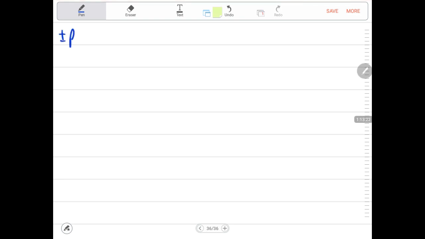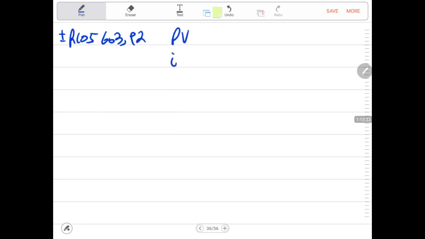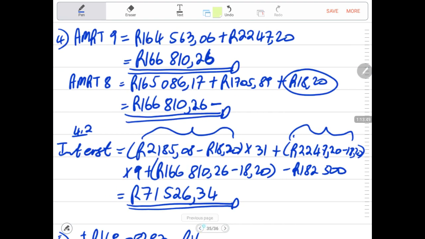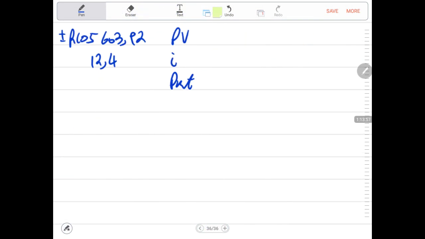Then now it will be plus minus 105,603.92 is our present value. Our interest has not changed. It's still 12.4%. Our N, obviously, we are looking for N. Then what else? Our PMT. I did not write the PMT. Oh, Lord. But that's not a problem. Our PMT is 2,247.20 minus 18.20. So this will be our PMT. What are we looking for? We are looking for N. How many payments therefore remain?